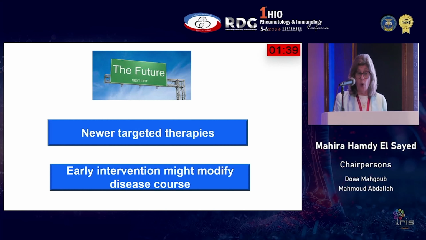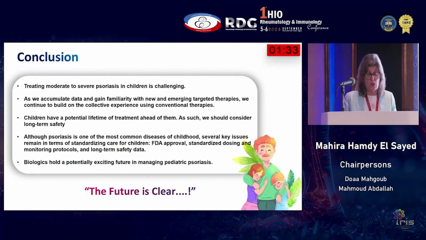I think the future holds newer targeted therapy with earlier intervention that might modify the disease course. So I think we have to treat moderate to severe psoriasis, though it's very challenging in children. Now, with accumulating data and gaining familiarity with new and emerging targeted therapies, we continue to build on this collective experience.